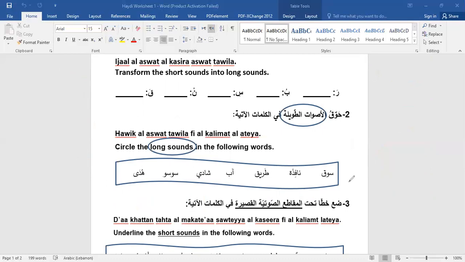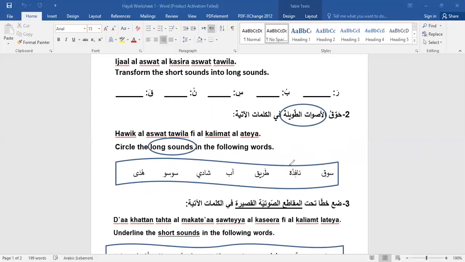Circle. Okay. That's ya. No. You circled the whole word. I want you to circle the long sound that is in the word. Did you understand? Okay. Yes. No, this is not a long sound. Long sound. This is a short sound. Long sound. Okay.